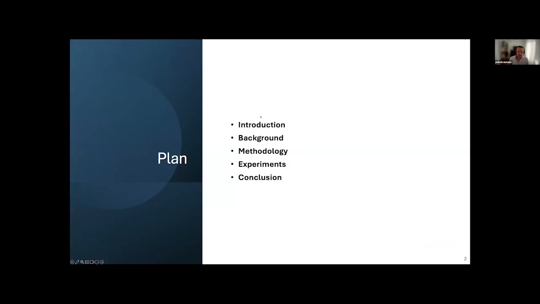Typical plan for today. An introduction with a bit of context: what is data valuation, what is the problematic in data valuation that we wanted to tackle, and our approach to tackle it. Then a bit of background, so more technical details on data valuation, and also on differential privacy, because this is another tool that we used in this work. Then I'll give more details on the methodology, and I'll show you the experiment results, and we'll conclude.